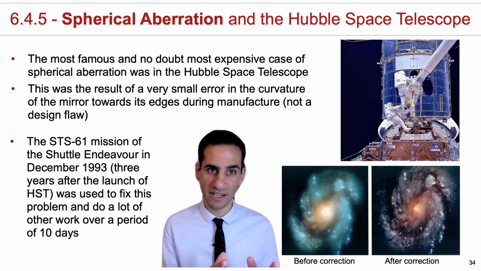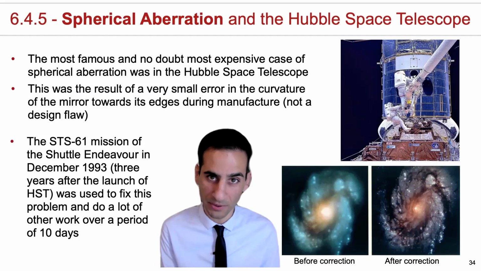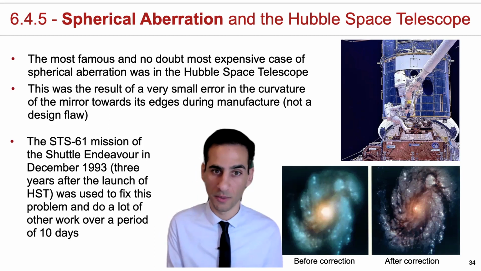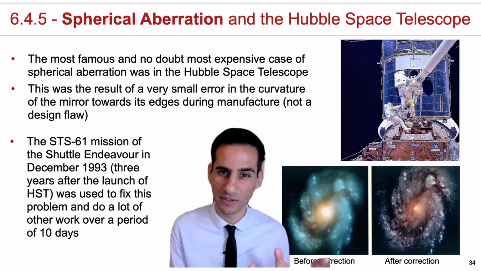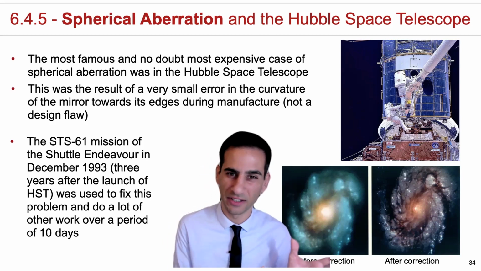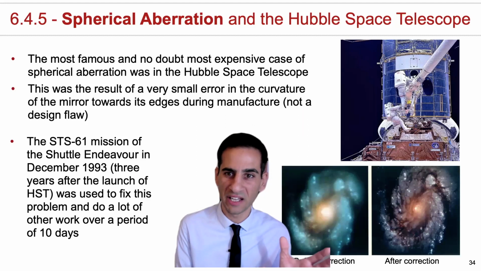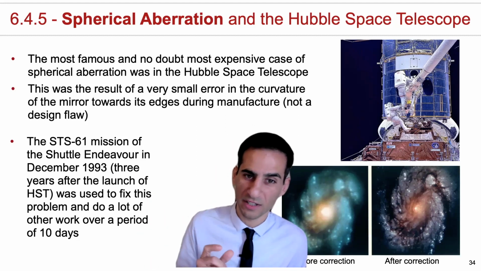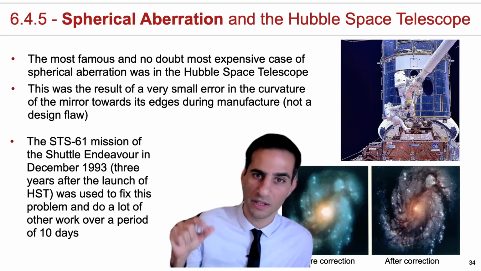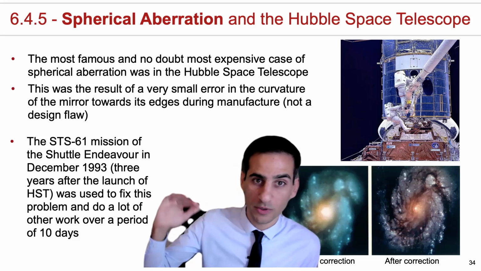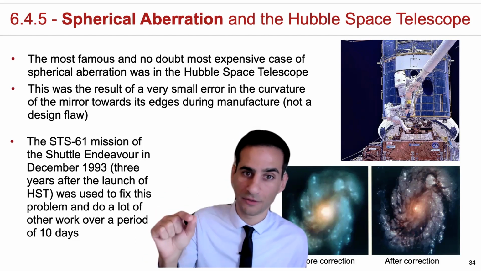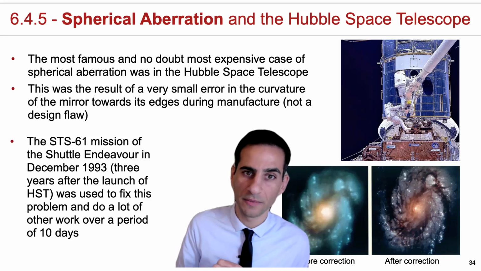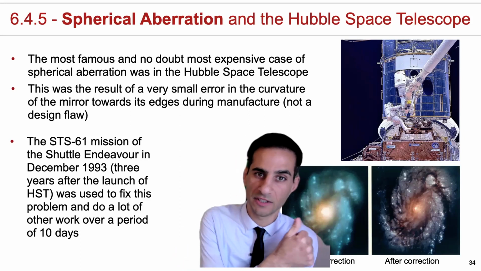Perhaps the most famous case of spherical aberration actually happened on the Hubble Space Telescope. You might have heard about the fact that when it was launched and it took some of the first pictures, they didn't look that great. I mean, they looked incredibly blurred and probably something you could do from Earth. And the spherical aberration problem was actually a result of this really small error in curvature of the mirror, more towards its edges. So we've seen that it actually would make light rays converge at different distances from the mirror and therefore lead to something like this, an image that is blurred.